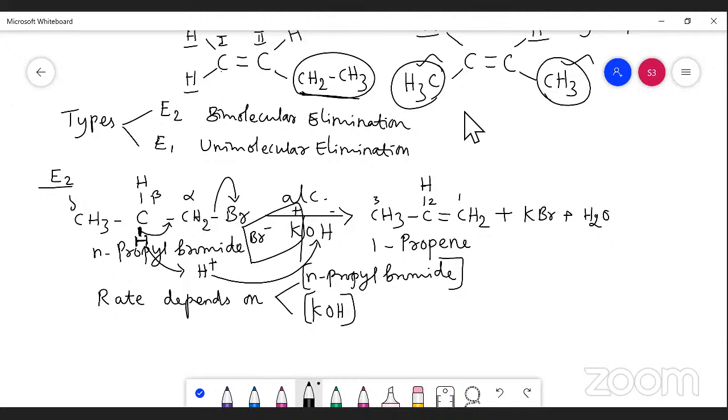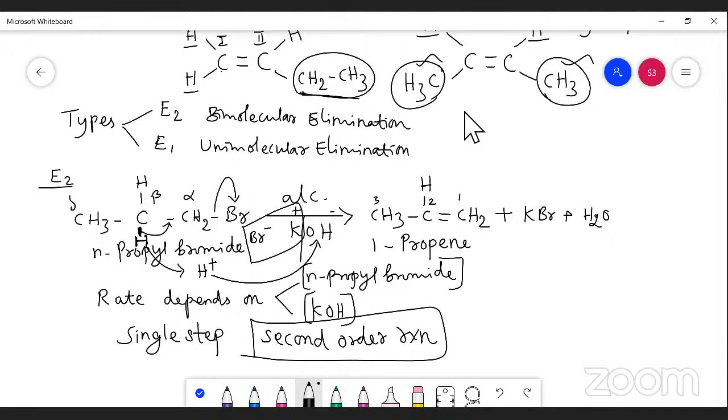So it follows this because of the rate determining step. In how many steps does it occur? A single step process. In the rate determining step, how many reactants are involved? Two reactants. So that's why it follows second order reaction. You know what a second order reaction is? If the rate of the reaction depends on the concentration of two reactants, then it follows second order reaction. This is called the E2 reaction mechanism.